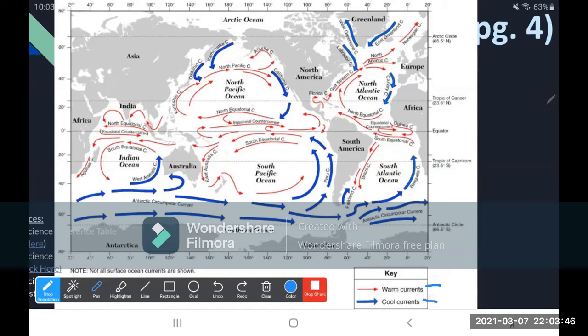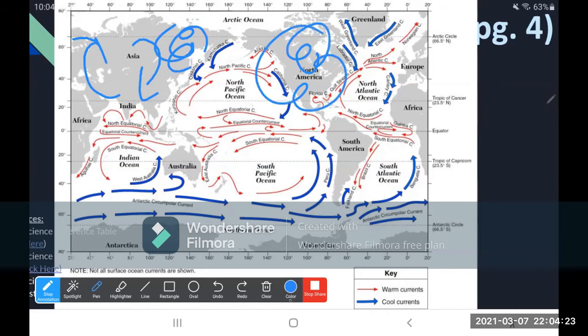The red arrows mean that they're warm currents. And the blue arrows mean that they're cool currents. What that means is that warm currents are just warm water. Cool currents are cool or cold water. Okay, so a current is any fluid, such as air or water, that is going to move in kind of a circular direction, like a swirl, like a whirlpool, for example. That would be an example.